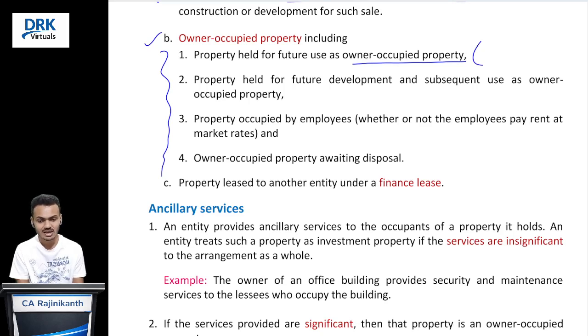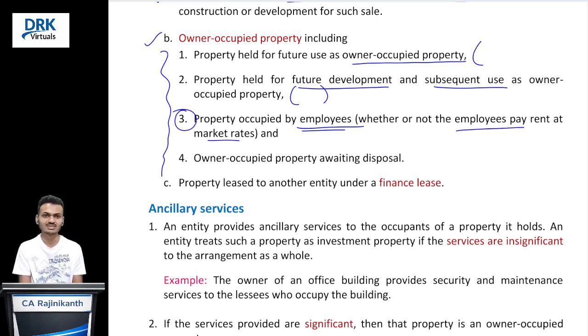Straightforward intention. And next, property held for future development and subsequent use as owner occupied property. Here also same. Property occupied by the employees, whether or not the employees pay the rent at market rates. So this is a case most of the students confuse in the exam. Because entity is giving that property and rent to the employees, it is satisfying the definition of investment property.